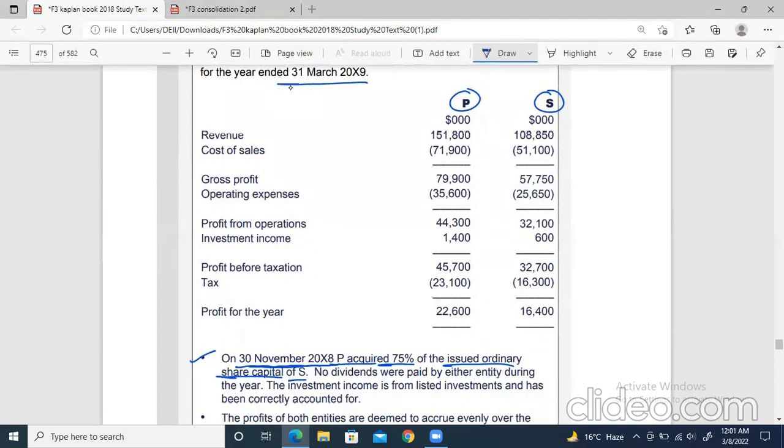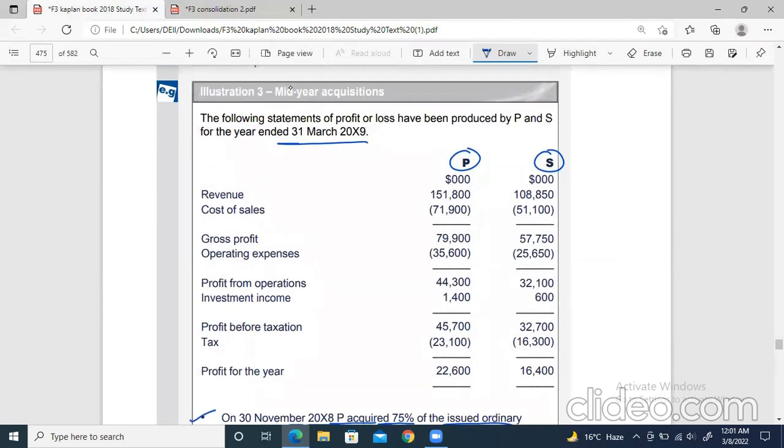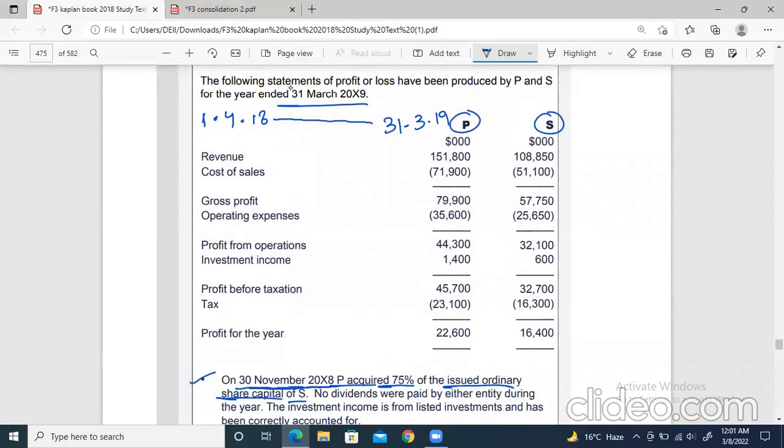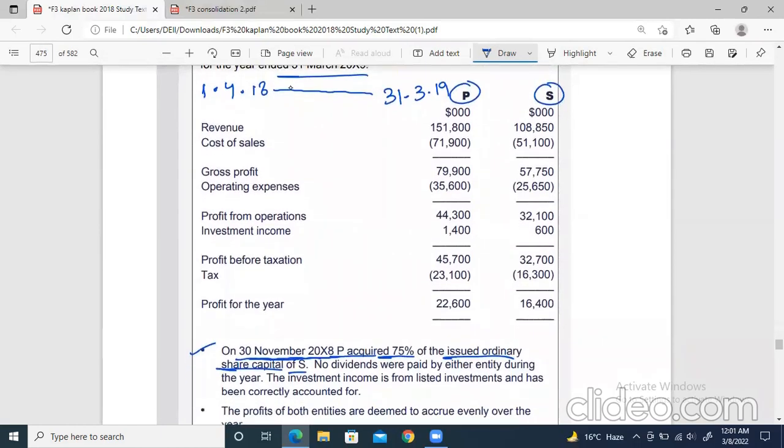What is the year end? 31st March. Now, look, 31st March 19 is the 12 months, the whole full year, right? It will start on 1st April 18. This is the full year. Now, the subsidiary is purchased not on 1st April, but on 30th November. That means somewhere in between here. So obviously, it is a mid-year acquisition.